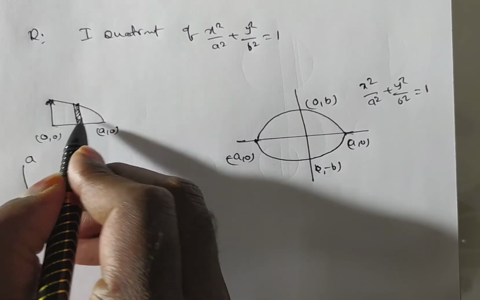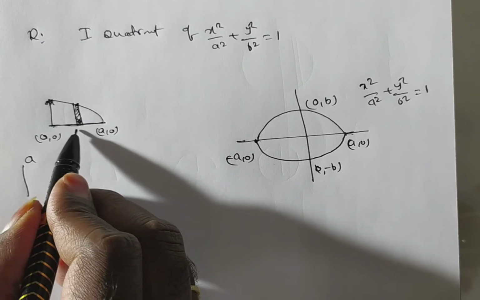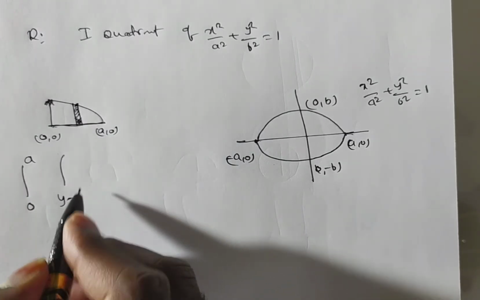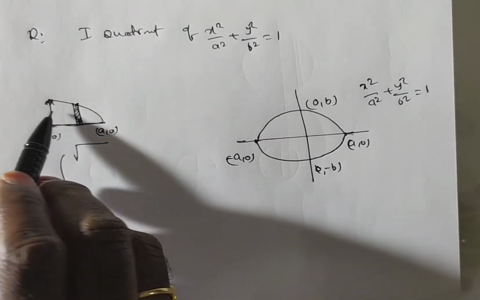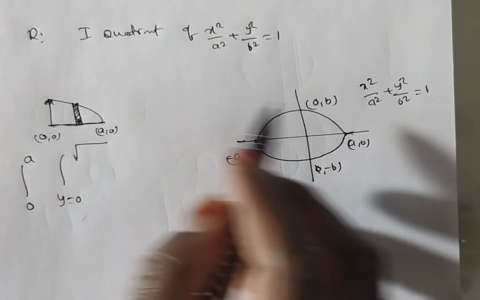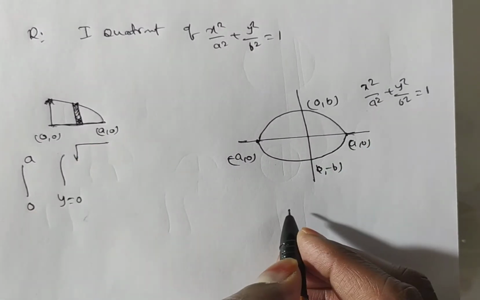This strip touches the x axis on the downside, and on the x axis the y value is 0. And on the upward side, this strip touches the curve, that is the curve x square by a square plus y square by b square is equal to 1. So you need to find the y value from this.